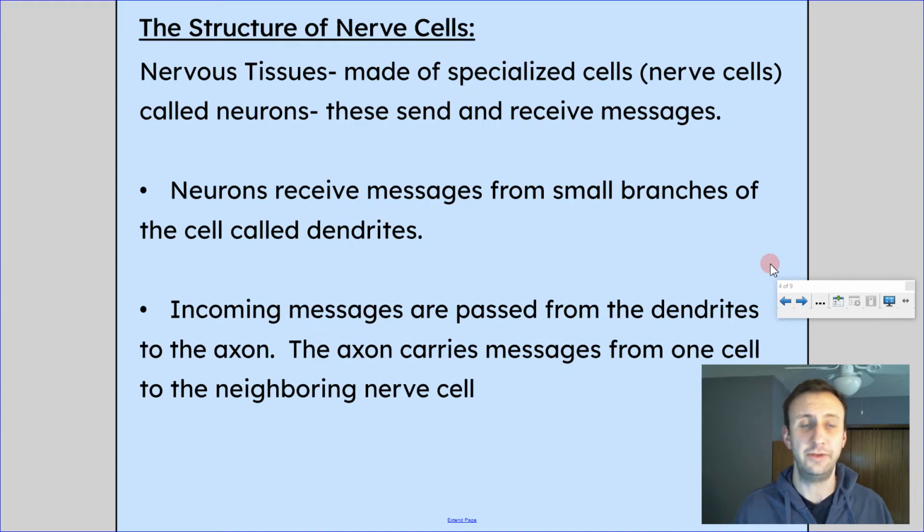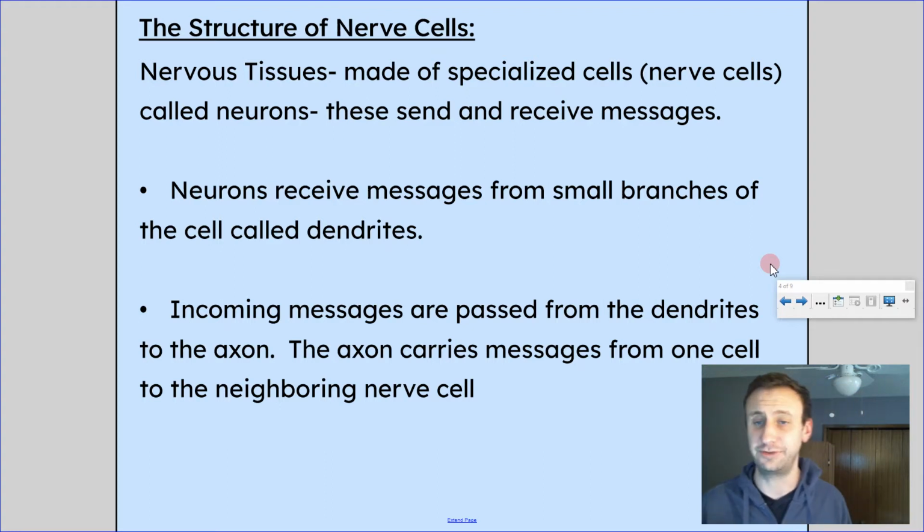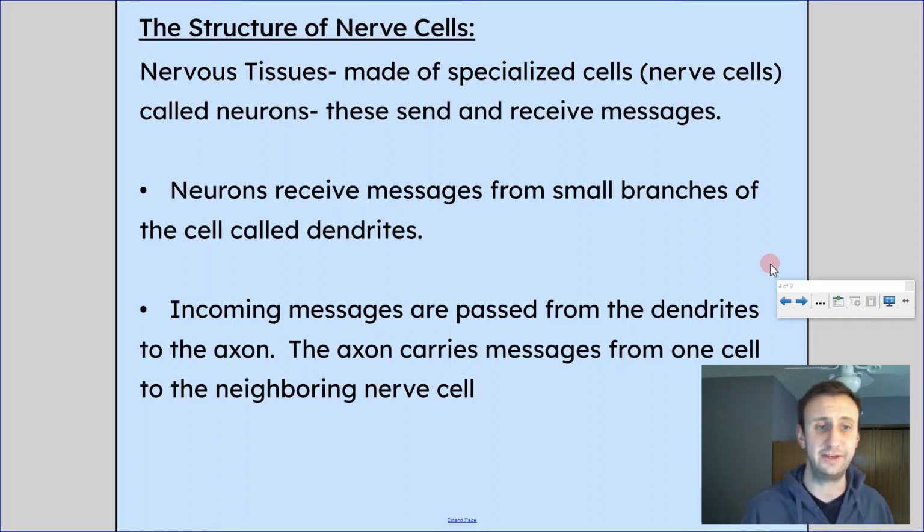Hooray. So the structure of nerve cells. Nervous tissues are made out of specialized cells, nerve cells called neurons. These neurons send and receive messages. Neurons are really neat. We're going to take a look at a diagram in a second. But neurons receive messages from small branches of the cell called dendrites, which go out like little fingers from the neuron. And then incoming messages are passed from the dendrites to the axon, which is this long tube on the neuron. And the axon carries messages from one cell to the neighboring nerve cell as well.